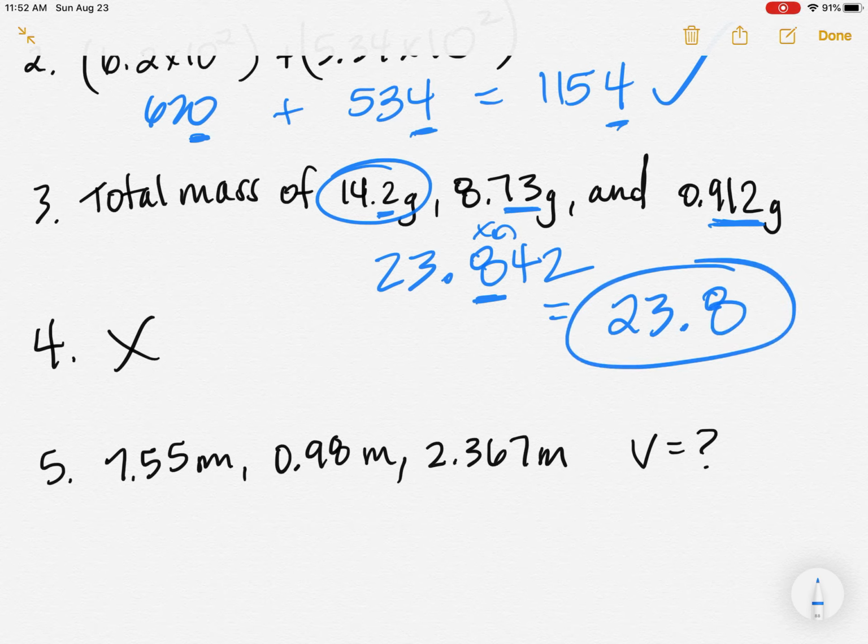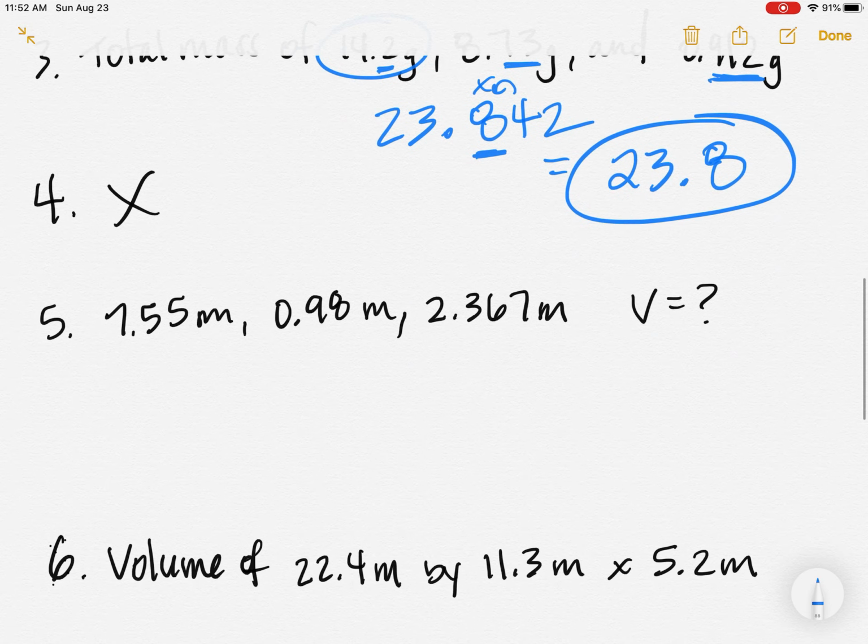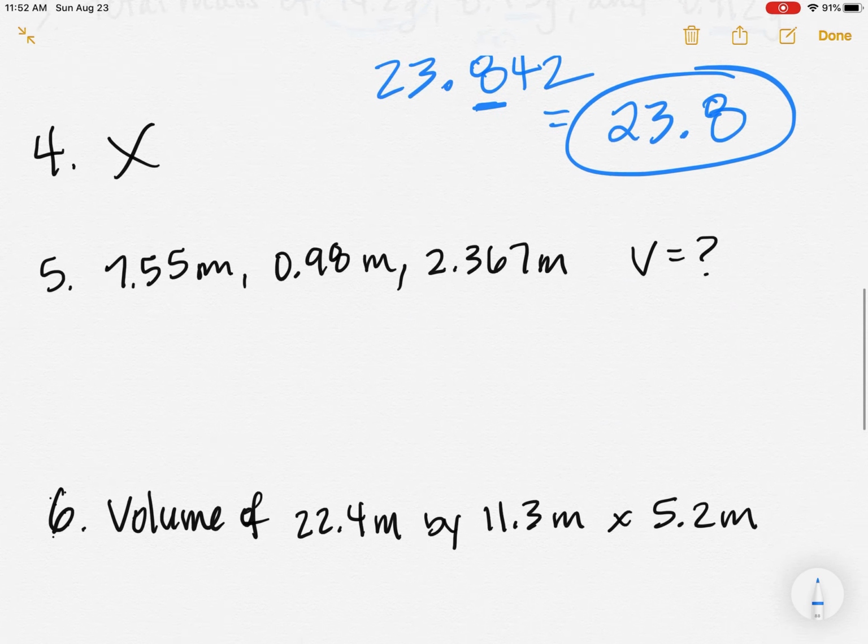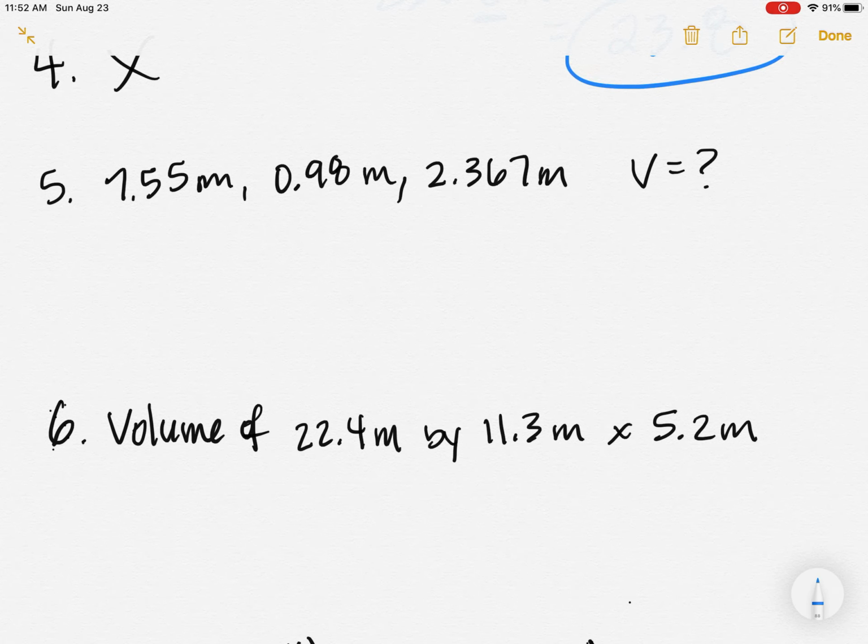Okay. So those first 3 were all about decimal places because we were adding. And these next 3, I had to skip 4. So these next 3 are multiplying or division. So now I'm going to switch my thought process, and I'm only thinking about how many sig figs are in these numbers.